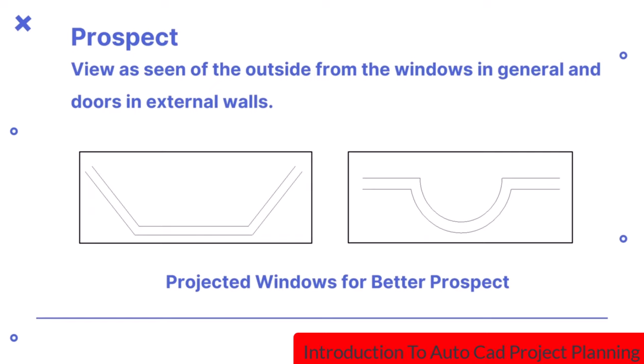It will be observed that sometimes aspect and prospect considerations may be at variance with each other, and herein lies the skill and imagination of the architect. Window locations are useful to keep visual control on the plot, that is, the main entrance gate or the backside. It is a protection against intruders. Here are some examples of projected windows for better prospect.